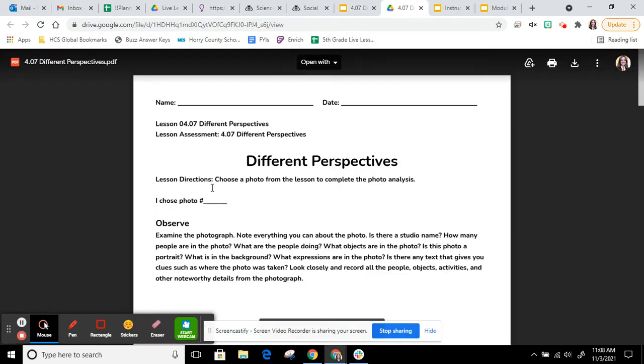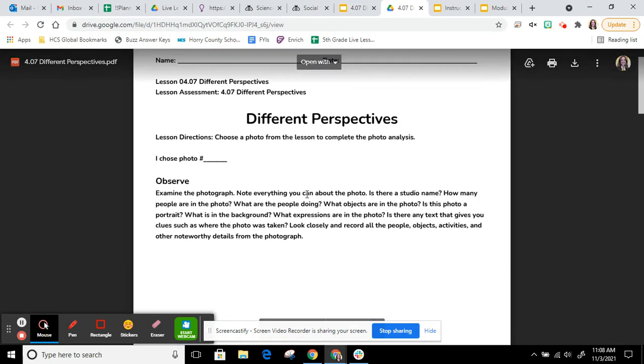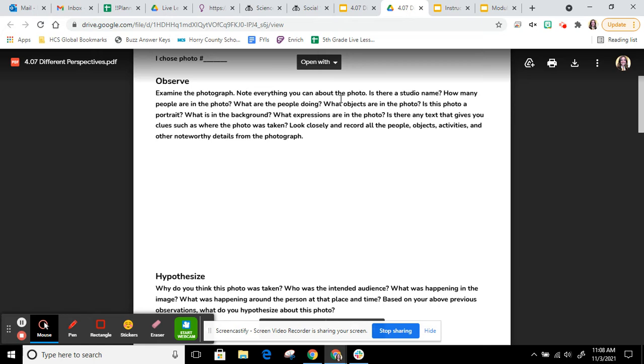So I would put what was my number? Number 4. So I choose photo number 4. Observe, examine the photograph. Note everything you can about the photo.